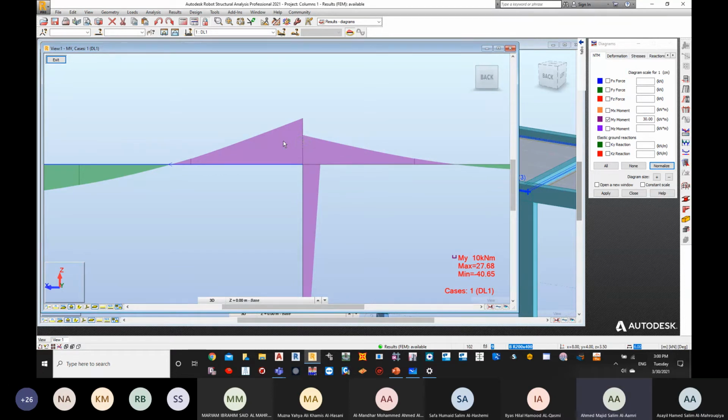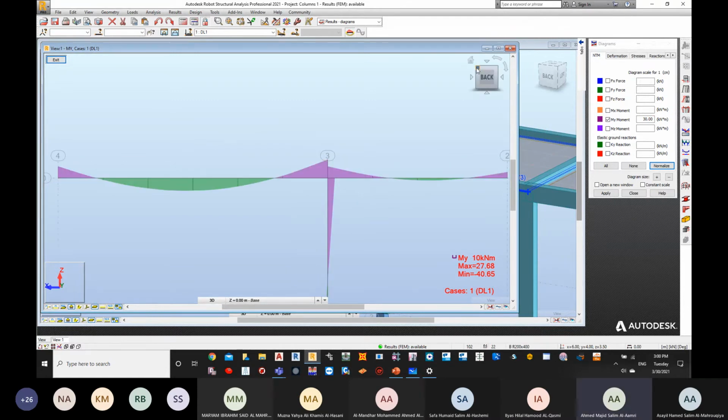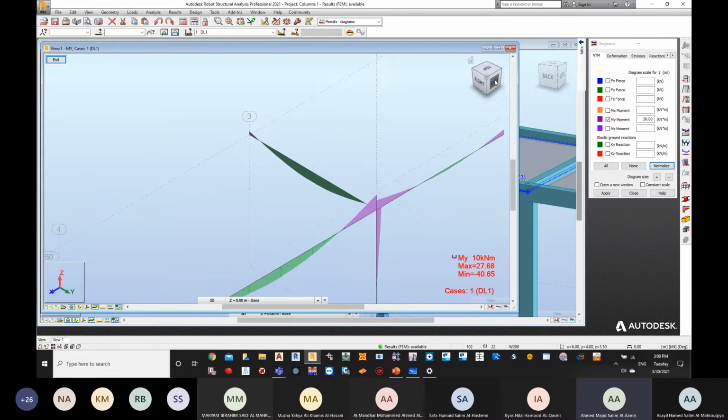Okay, so they will not cancel each other. Still, there will be a value of moment. This particular beam is going to push my column to the right side. That's why you are seeing it in this way. You are seeing that the column is having a moment on the right side, not the left side. So this is in terms of one direction.